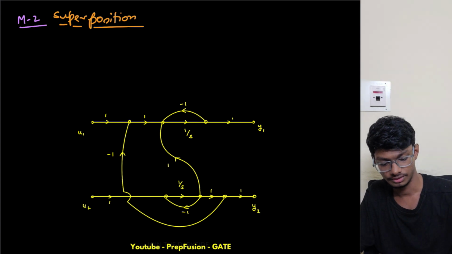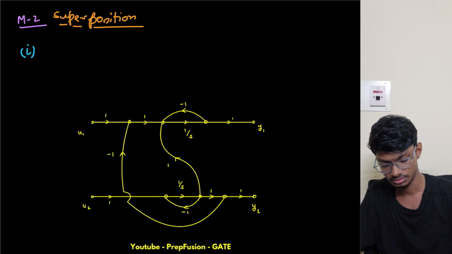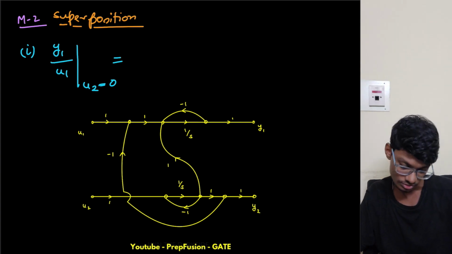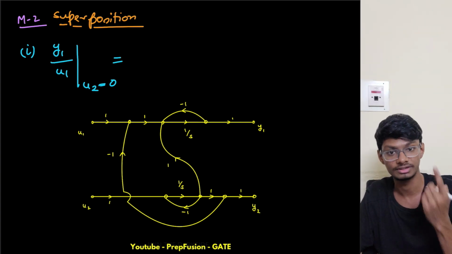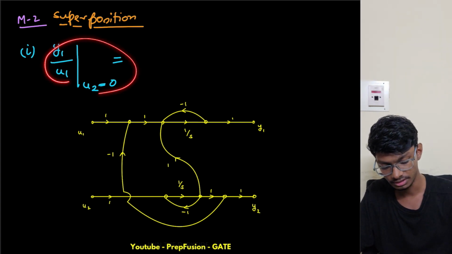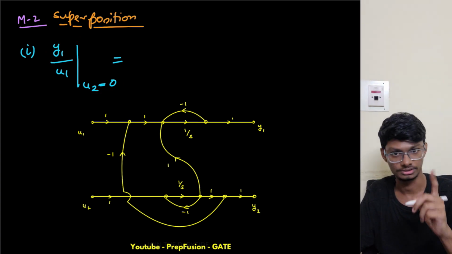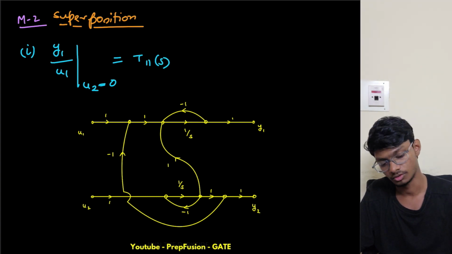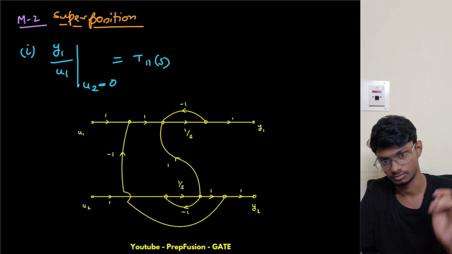First I will solve y1 over u1, and I will make u2 equal to 0. So when u2 equals 0, y1 over u1, what is the transfer function, which element will this represent in the transfer function matrix? Guess. It will represent T11(s), right? Why? I will explain later.